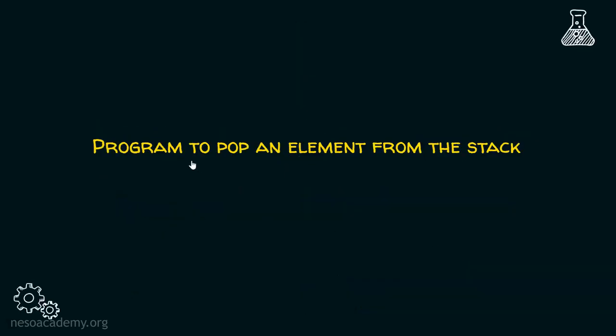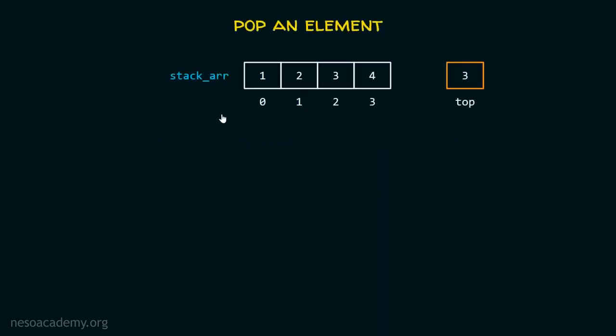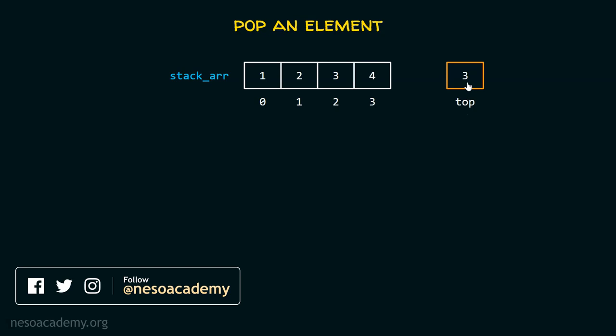So here we will see the program to pop an element from the stack. Here is the stackARR array, and we have this top variable, which is currently holding the value 3. You can see the capacity of this stackARR: it can hold a maximum of 4 elements. Currently this stackARR is full, and now we are interested in deleting the topmost element of this stackARR. This array is the representation of the stack, right?